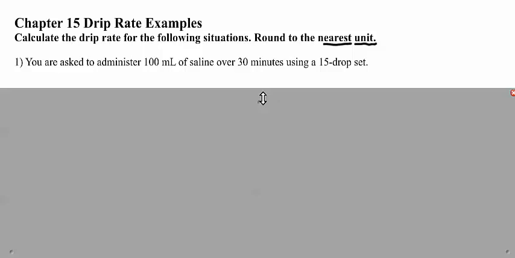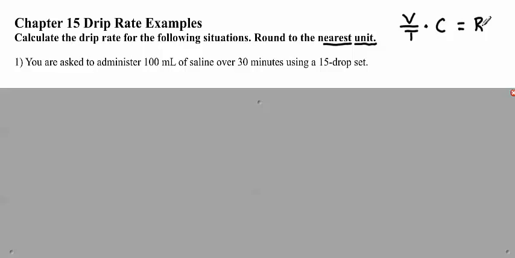So in the first problem, you are asked to administer 100 milliliters of saline over 30 minutes using a 15-drop set. Remember, a 15-drop set means it takes 15 drops to get 1 milliliter of fluid. Well, in this problem, we want 100 milliliters. So again, the formula that you could use would be volume, which must be in milliliters, divided by time in minutes, times the calibration or the drop factor, and that's what's equal to the rate in drops per minute. Make sure we write our answers correctly as well with the correct units.